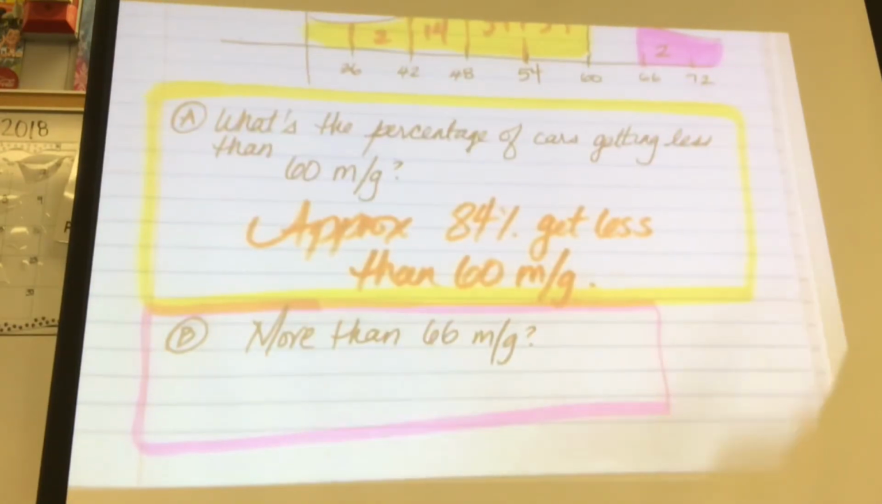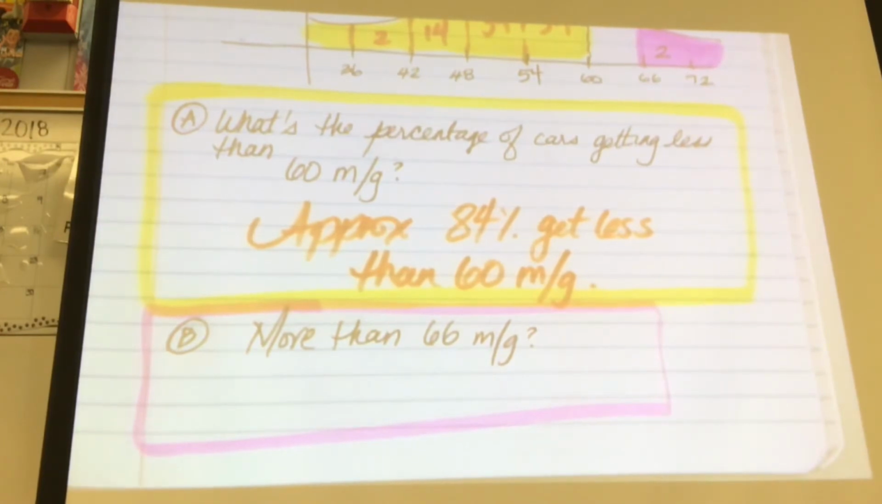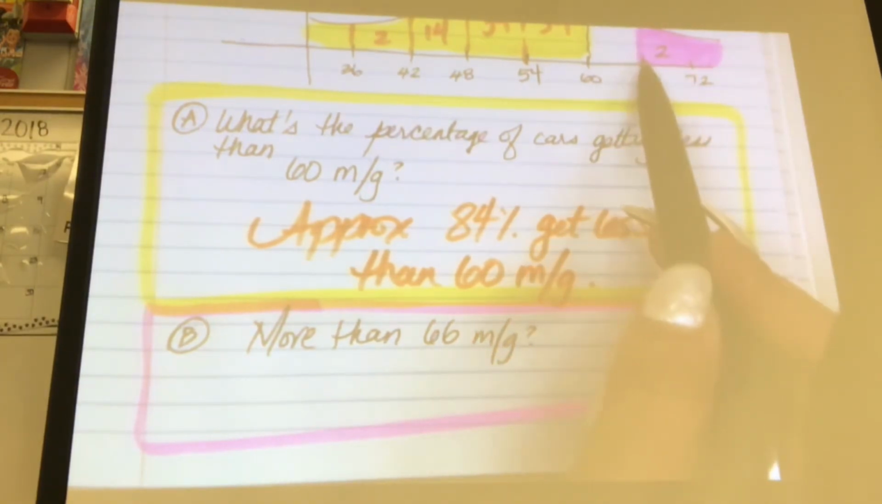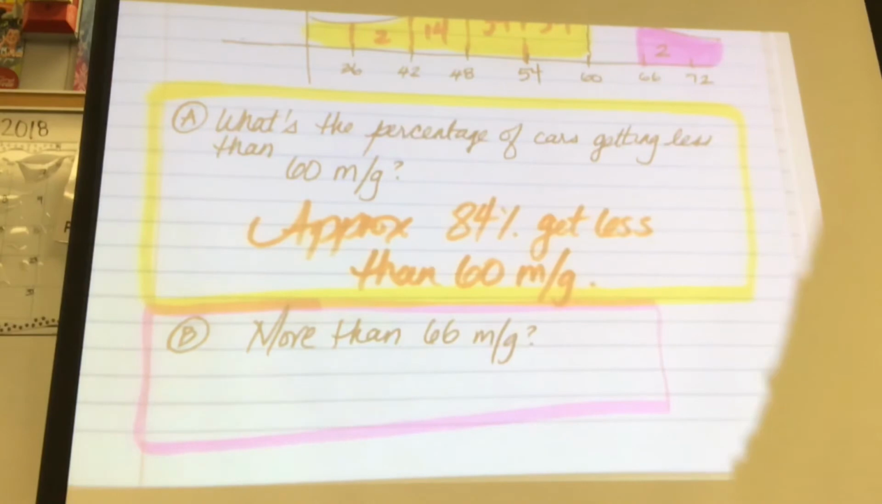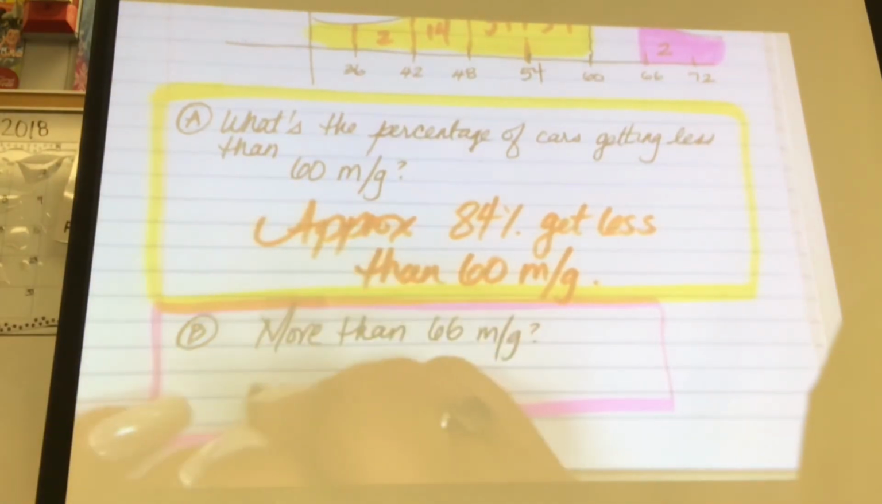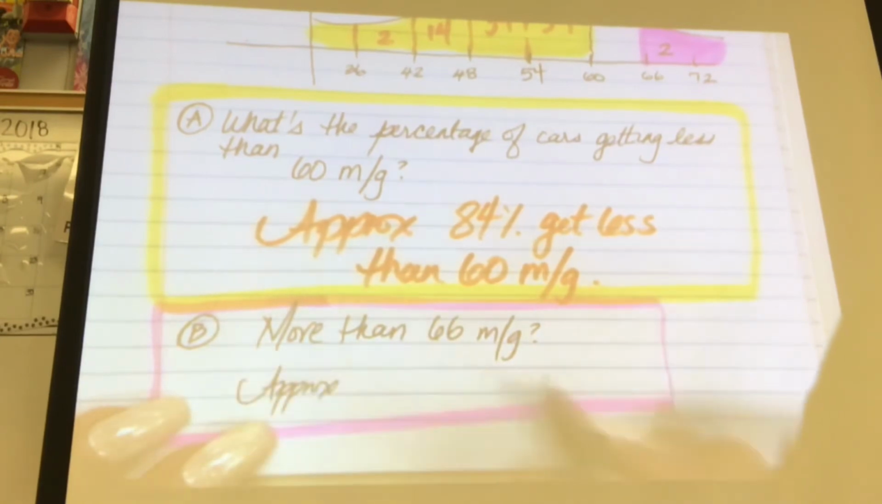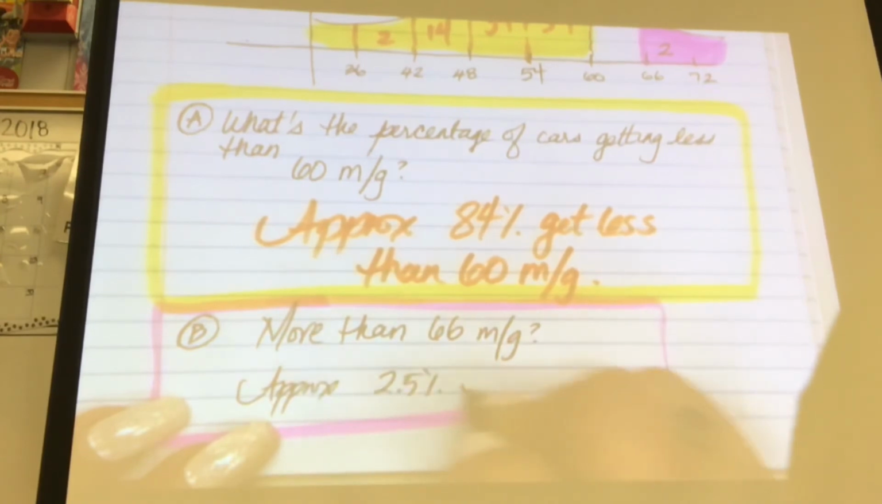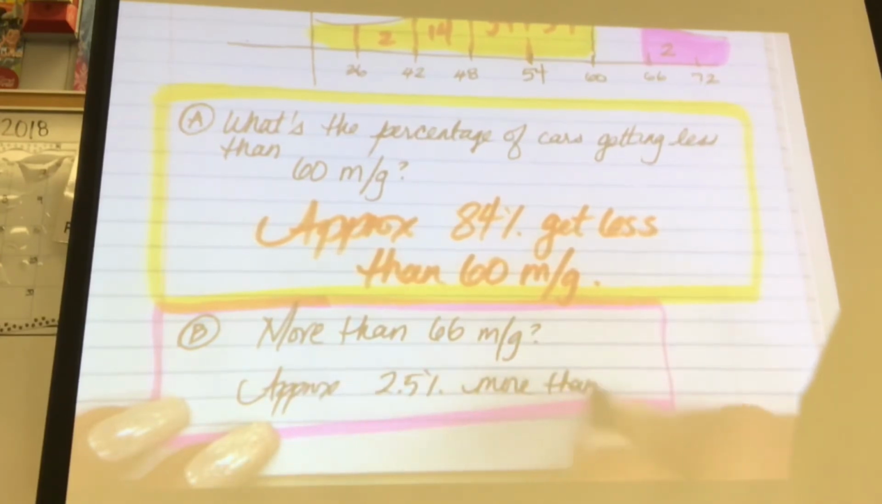Now let me teach you guys something. On your exam, you might see a 2%, you might see 2.1%, you might see 2.5%. Those are all right. Don't freak out. It could be 2 point anything. You just know that it's this region right here. Because remember we said statisticians are not ever going to be like, oh, 100%. Everybody with me? So on the test, I think I put 2.5. So why don't we start getting used to saying 2.5? So approximately 2.5% get more than 66 miles per gallon.